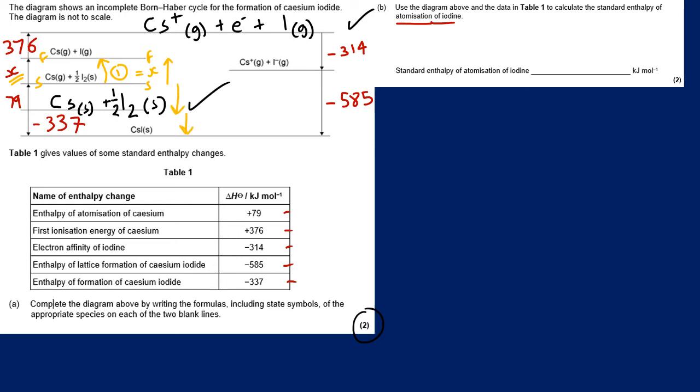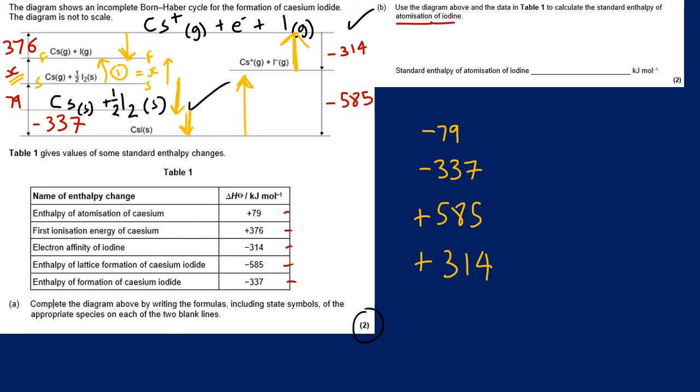So this is -79 for the first arrow coming down here. Then it's -337. Now I have to come up here. So this is now +585. Then I have to come up here and that's plus 314. And then I have to come down here, and I'm at the finish line.